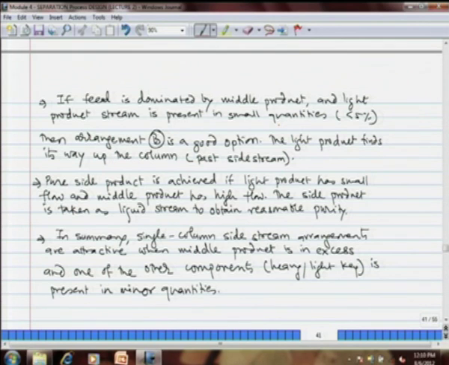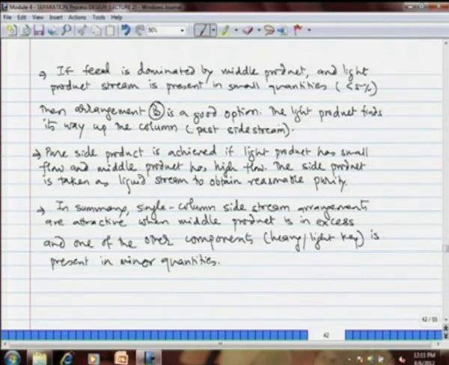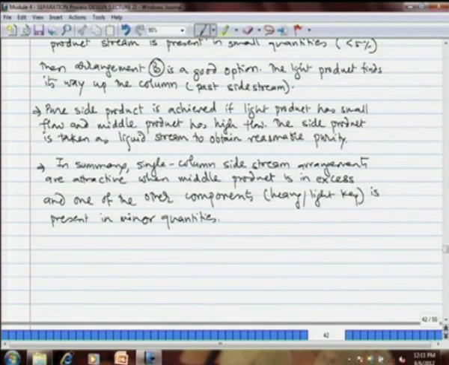So, a pure side product is achieved if the light product has a small flow rate and the middle product has a high flow rate. The side product is taken off as a liquid stream to obtain reasonable purity. If you take the topmost plates, then B being the heavy component, it will be mostly in the liquid phase. So, the vapors rising will have most of A, and the liquid that is there will have a sufficiently large quantity or mole fraction of B, so as to obtain a side stream. So, in summary, single column side stream arrangements are attractive when the middle product is in excess and one of the other components, either light or heavy, is present in minor quantities.